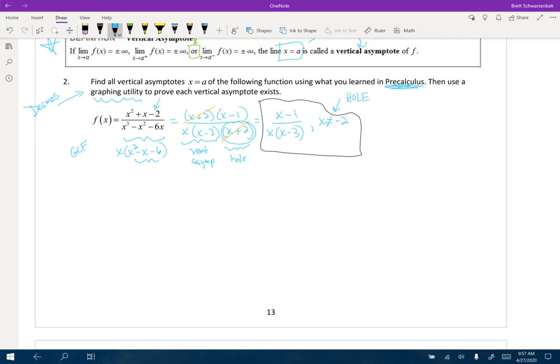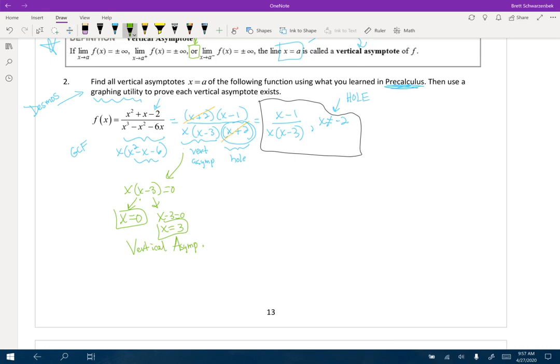Okay, so we have the hole. What are the vertical asymptotes? So going down here, let's change color. So we said x times x minus 3 equal to 0, which means that x equals 0, and x minus 3 equals 0, which means x is 3. So our vertical asymptotes are x equals 0 and x equals 3. Okay, so that was all they wanted in the problem.